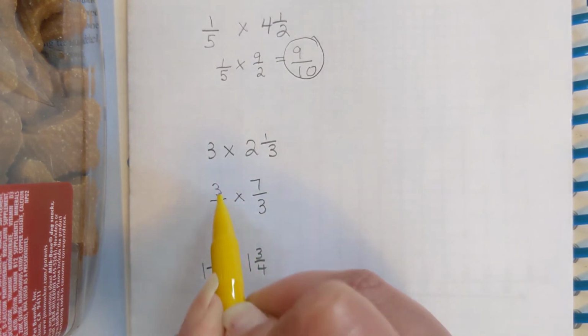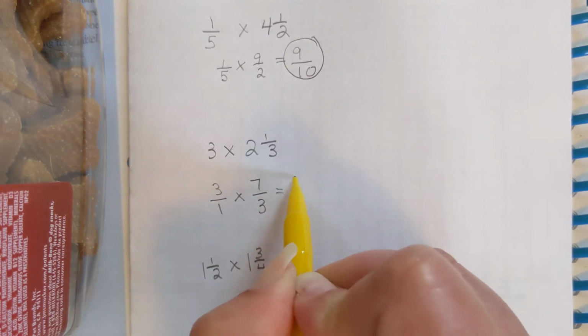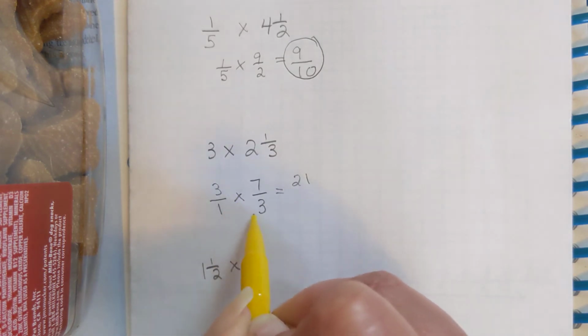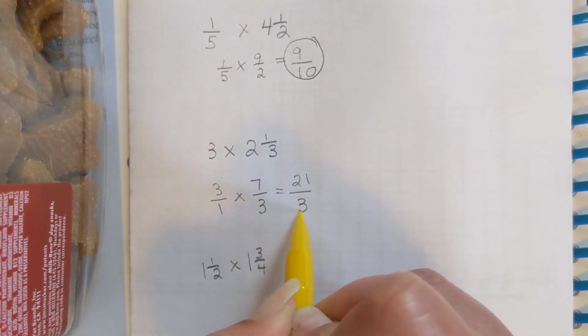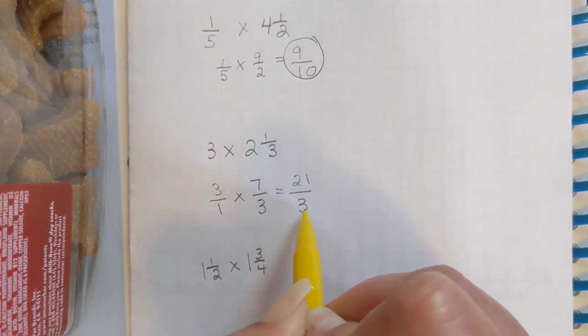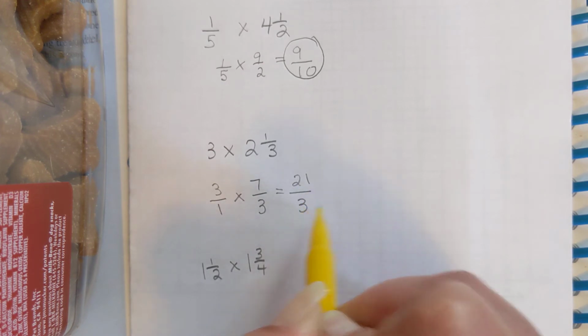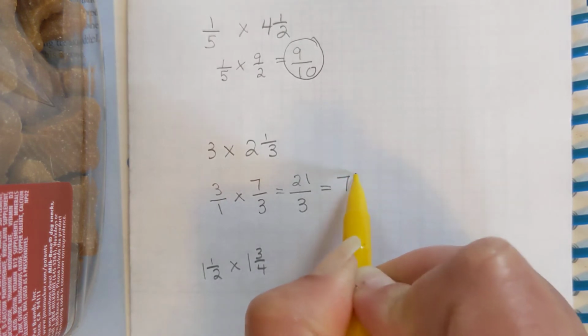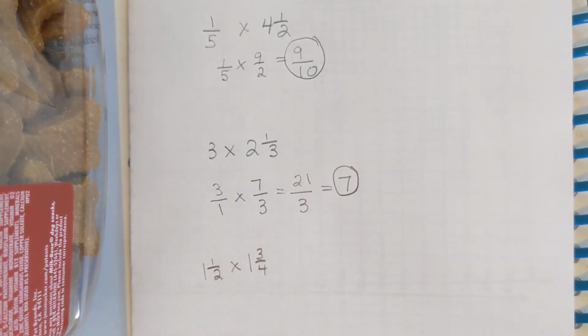Now let's multiply. 3 times 7 gives me 21. 1 times 3 is 3. Can I simplify 21 over 3? Well, 21 divided by 3 is 7, and 7 is my answer.